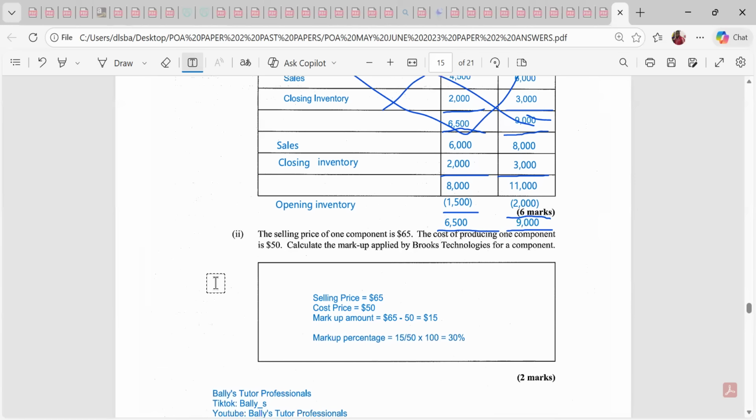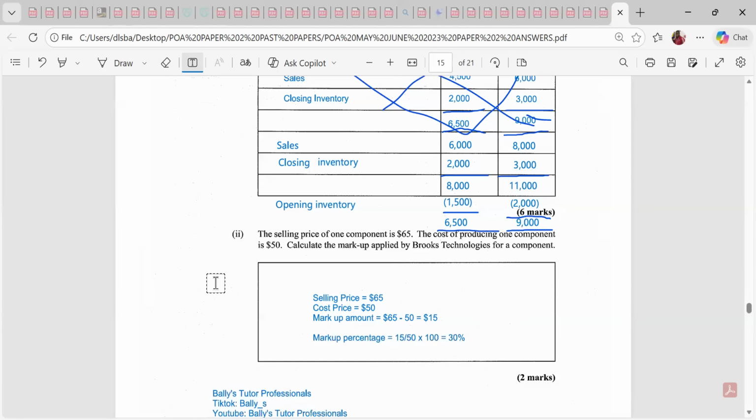Next one now. The selling price of one component is $65. The total cost of producing one component is $50. Calculate the markup applied by Brooks Technology. So the selling price is 65, the cost price is 50.